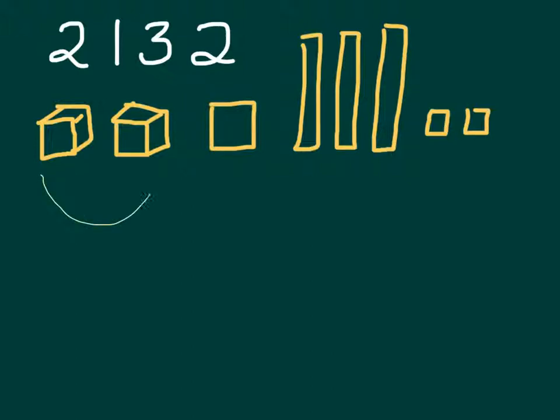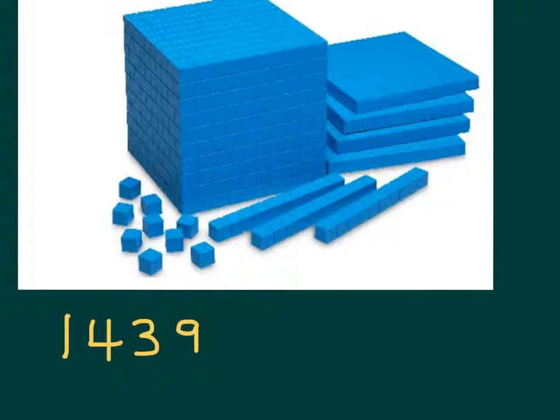So again, I've drawn 2,132. If my teacher asked me to represent the number 1,439, I could grab my manipulatives and pick up 1 cube, which represents 1,000. I would pick up 4 flats to represent 400, 3 rods to represent 30, and finally 9 units to represent 9 ones.